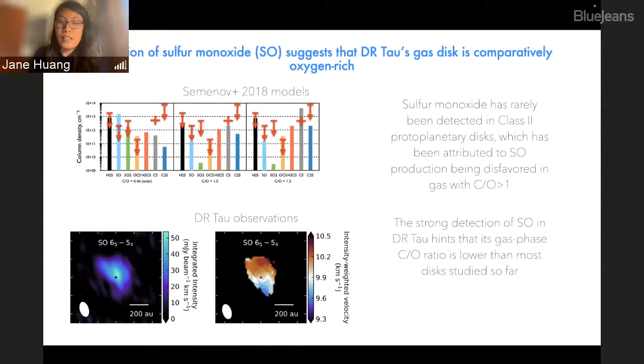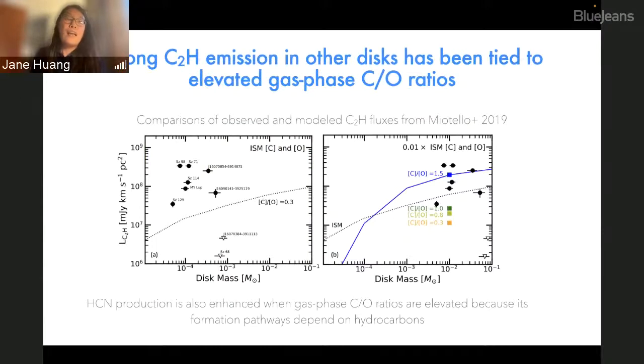If that is the case, then we should expect to see the lower C/O ratio imprinted on other molecules. And another key molecule for tracing the gas phase C/O ratio is C2H, which is also seen to be very bright in other disks, and it's been tied likewise to elevated gas phase C/O ratios, as shown in these comparisons of Miotello et al. 2019. Along similar lines, HCN production is expected to be enhanced when gas phase C/O ratios are higher because its formation depends on hydrocarbons as a starting point.